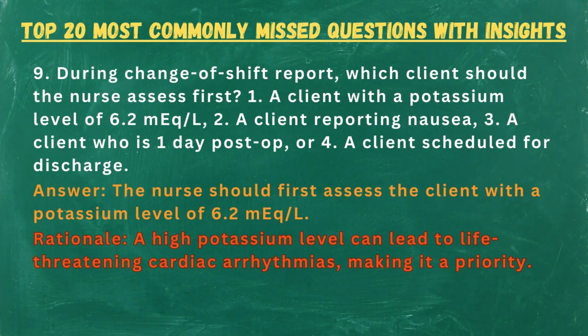9. During change of shift report, which client should the nurse assess first? 1. A client with a potassium level of 6.2 milliequivalents per liter. 2. A client reporting nausea. 3. A client who is 1 day post-op. Or 4. A client scheduled for discharge. Answer. The nurse should first assess the client with a potassium level of 6.2 milliequivalents per liter. Rationale. A high potassium level can lead to life-threatening cardiac arrhythmias, making it a priority.